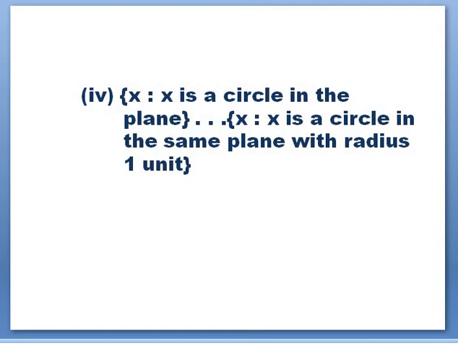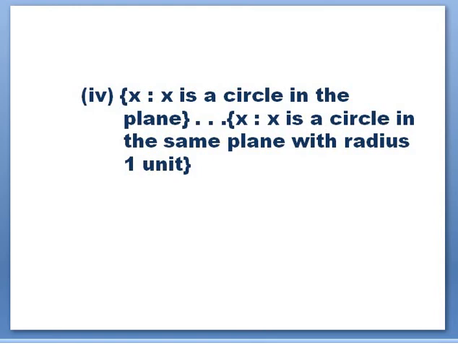Now, in the second set, it is given that X is a circle in the same plane with radius 1 unit. It means, suppose in that same page, you have drawn some circles with 1 centimeter radius. So, have you understood the difference between the two sets? First one is circles in that particular page with different radius, and in the second set you have to choose only those circles whose radius is 1 unit. Now tell me which one is the bigger set.